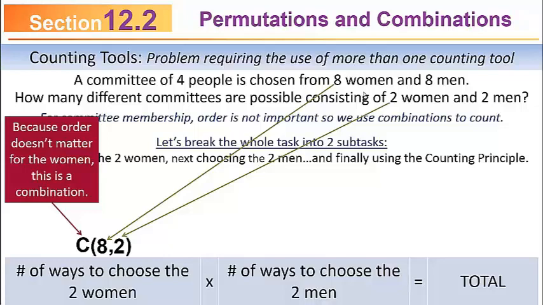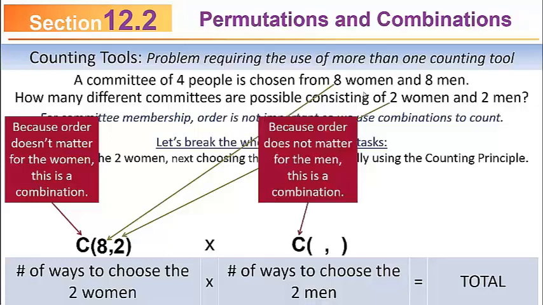Because the women being chosen is a combination, again because order doesn't matter, we use the combination formula. There are 8 women, and we want to choose 2. So that's 8 women chosen 2 at a time, and it's a combination because order doesn't matter. Then if you go to the men, there are also 8 men. It doesn't have to be the same, but in this case, there are also 8 men, and you're also choosing 2 men. So that would be the combination of 8 men taken 2 at a time, and the product of those 2 calculations gives you the total.